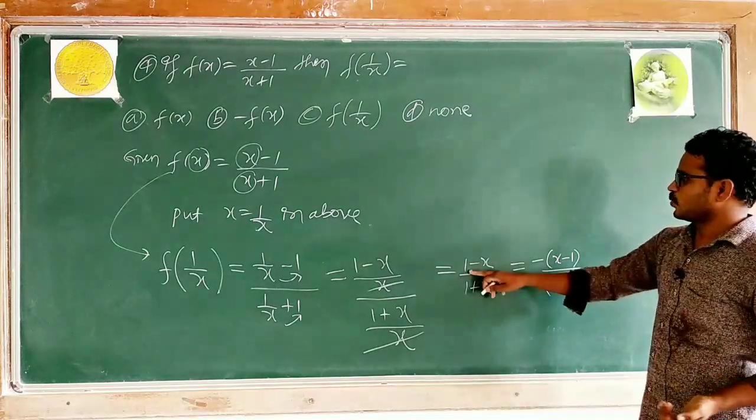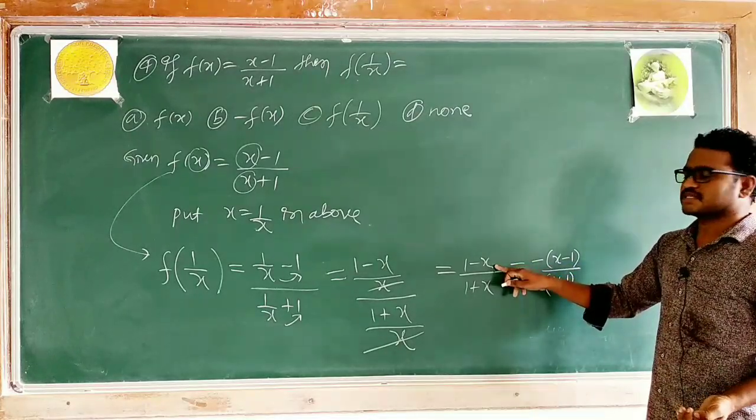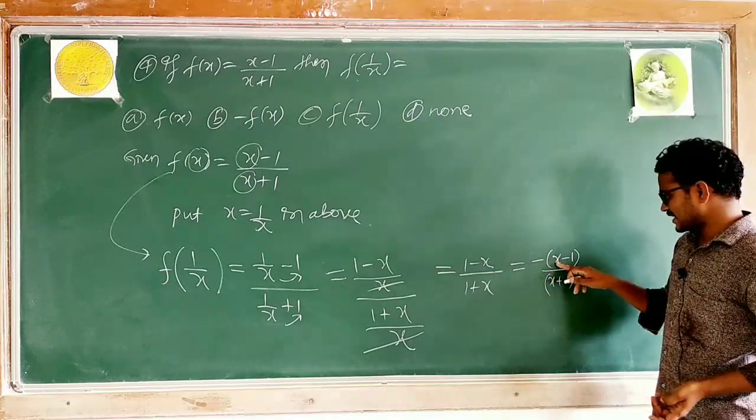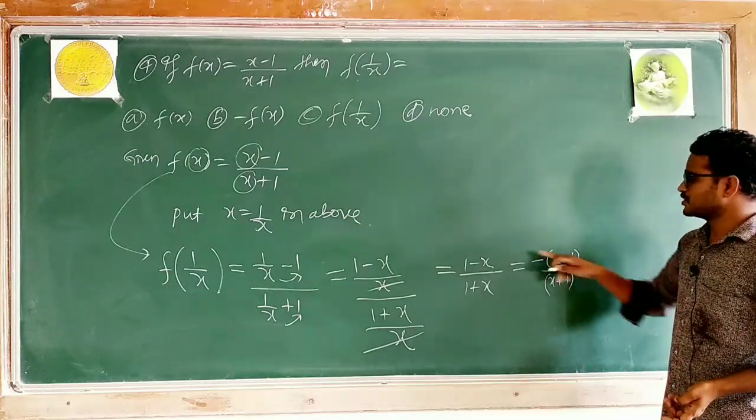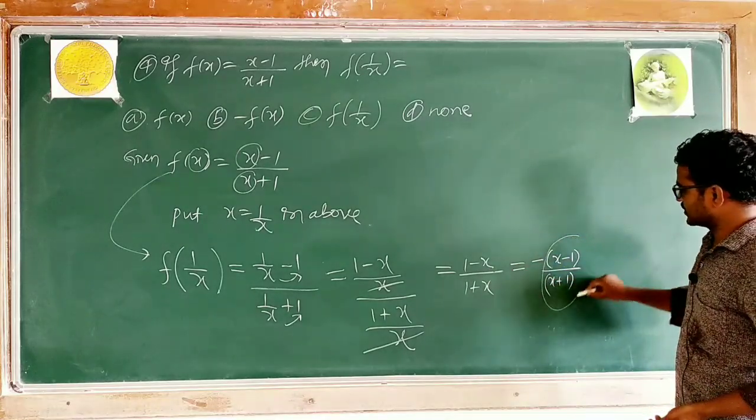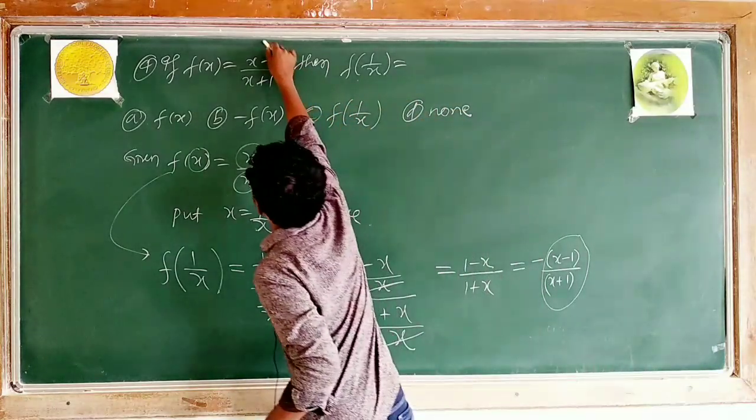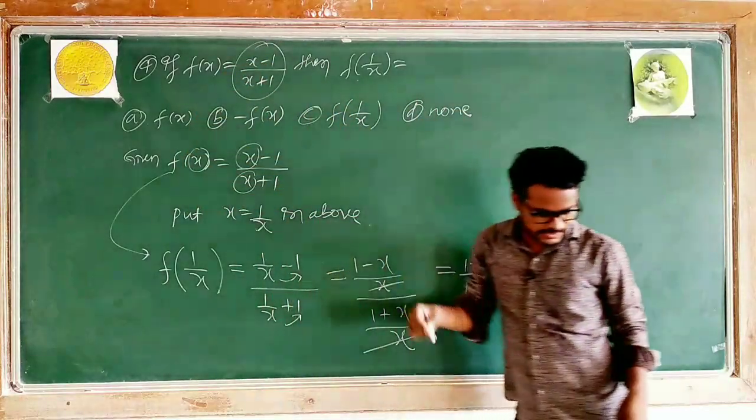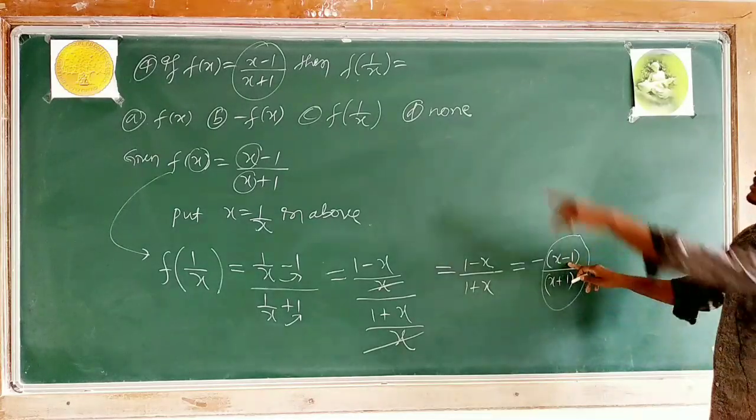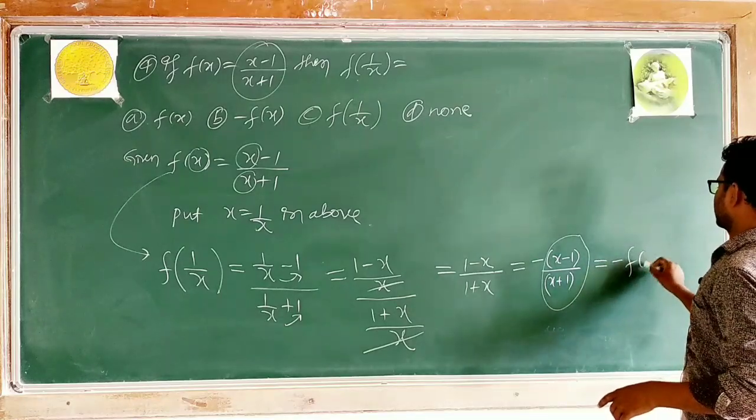See the thing. 1 minus x. I took minus out, so x is plus and 1 is minus. Minus multiplying inside gives minus x, and minus of minus gives plus 1, so you get the previous 1 minus x only. What is this thing? Is it f of x? f of x is x minus 1 divided by x plus 1. So can I say it is minus f of x?